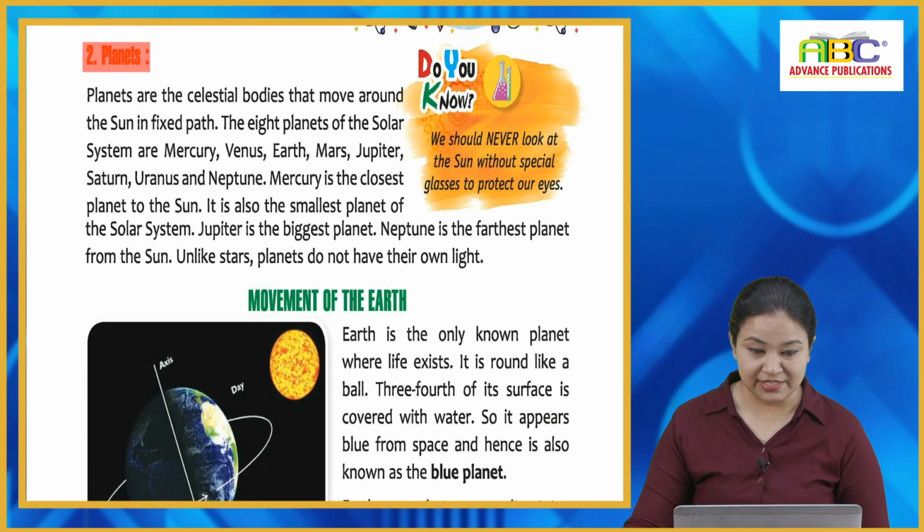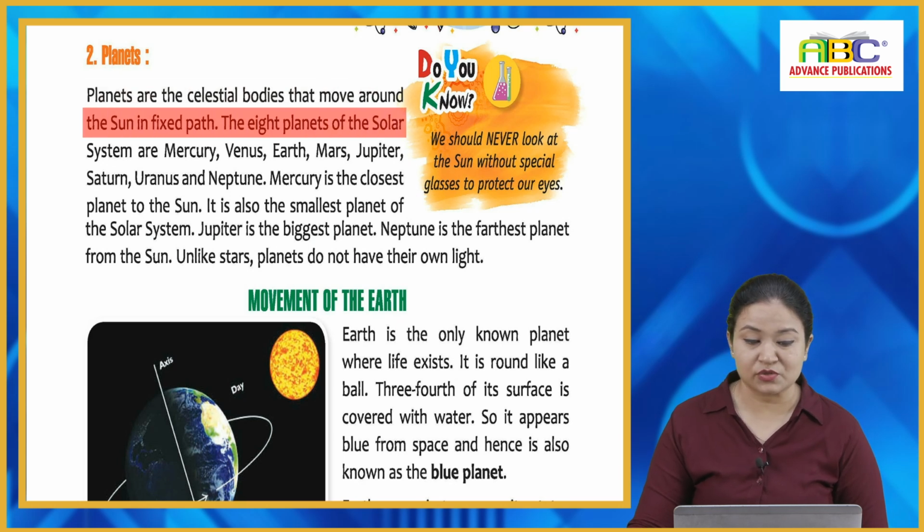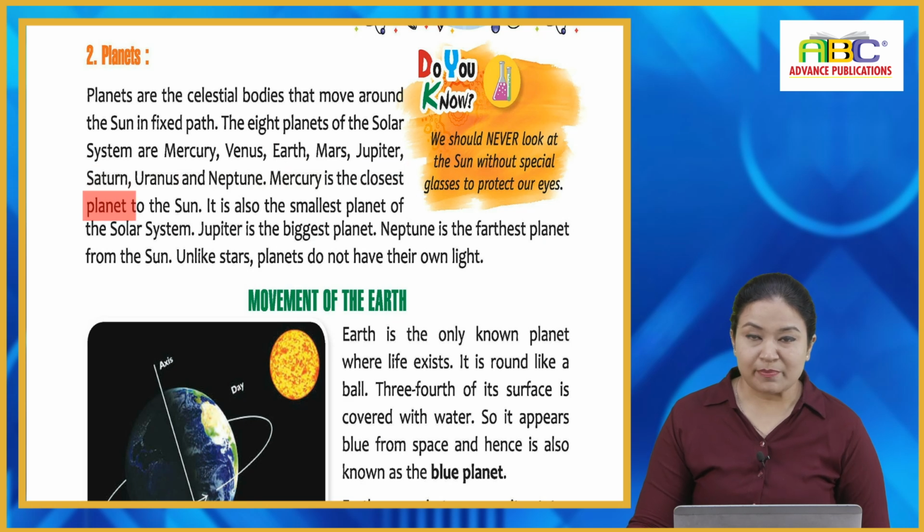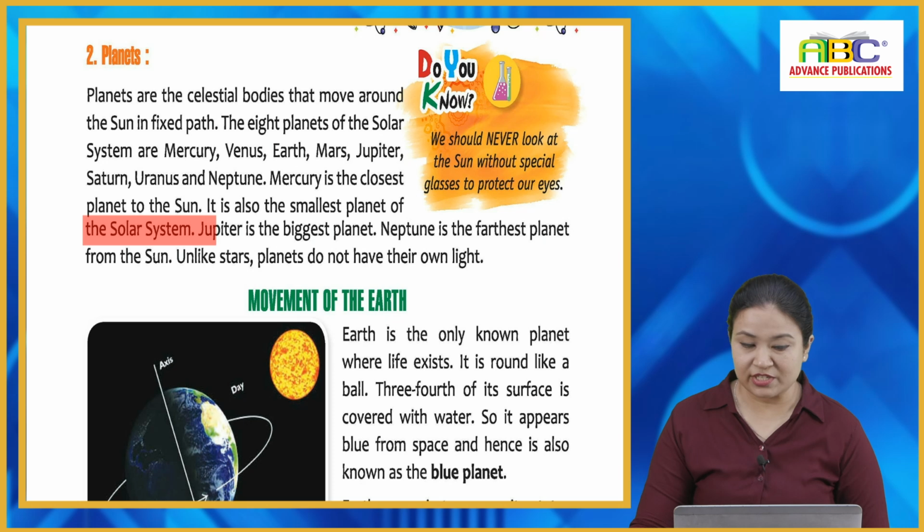Now second, planets. Planets are the celestial bodies that move around the sun in a fixed path. The 8 planets of the solar system are Mercury, Venus, Earth, Mars, Jupiter, Saturn, Uranus and Neptune. Mercury is the closest planet to the sun. It is also the smallest planet of the solar system. Jupiter is the biggest planet. Neptune is the farthest planet from the sun.